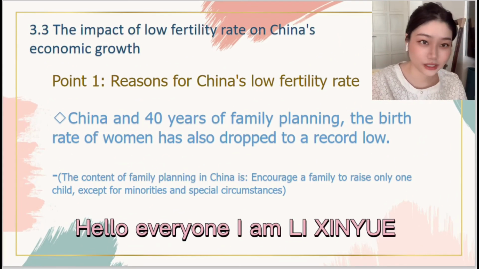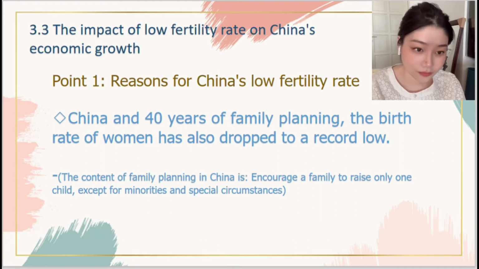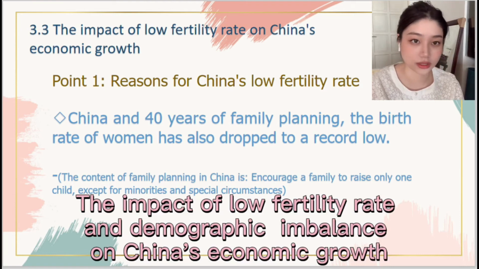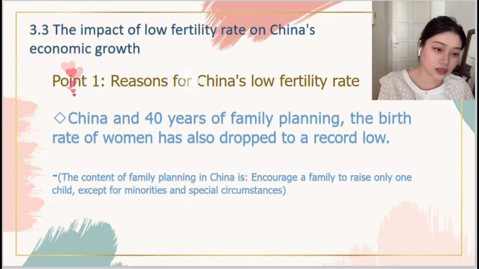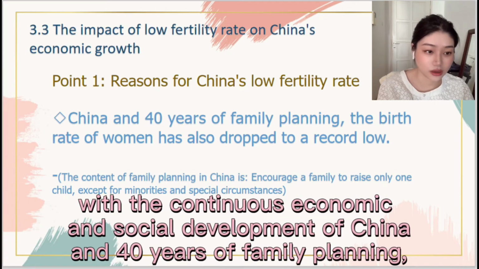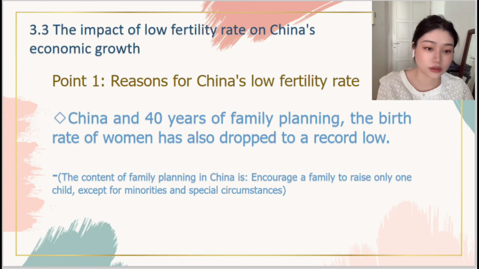Hello everyone, I'm XINYUE. Today I will talk about the discussion, and my topic is the impact of low fertility rate and demographic imbalance on China's economic growth. The first point is the reason for China's low fertility rate. That is because since China's reform and opening up in 1978, with the continued economic and social development of China and the 40 years of family planning, the birth rate of women has also dropped to a record low.